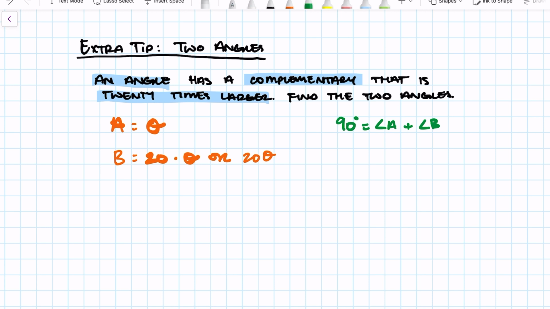Now we just need to plug in all these numbers. So we have 90 degrees is equal to angle A, which is that theta, whatever you want to call it, plus angle B, which is 20 theta. Now we could do some math here. This will give us actually a very horrible number, but I wanted to give it a shot anyways. So we have 90 degrees is equal to theta plus 20 theta, which is 21 theta. And then you could use a calculator to figure that out. I'm going to quickly jump around and get the answer right now.